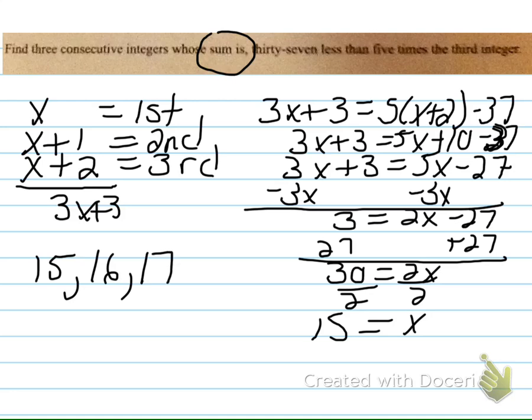Now, we need to check to make sure that if we added those 3 numbers together, the sum that we get is 37 less than 5 times the third integer. Well, 5 times 17 is 85. And you can check that on your calculator if you don't believe me. And the sum of 15 plus 16 plus 17 is 48.